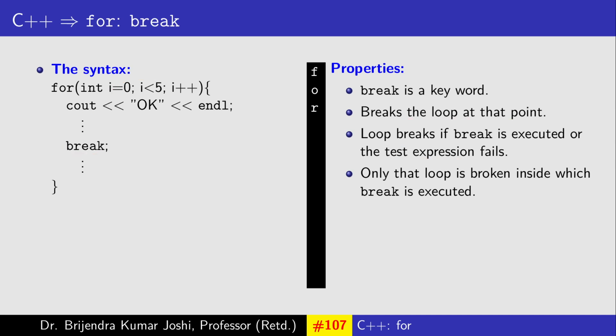Now break breaks the loop, that loop only inside which it has been executed. Okay, so you may have a for inside a for, and if the break is executed inside the outer for, then outer for loop would be broken, not the inner one. So only that loop is broken inside which the break is executed.